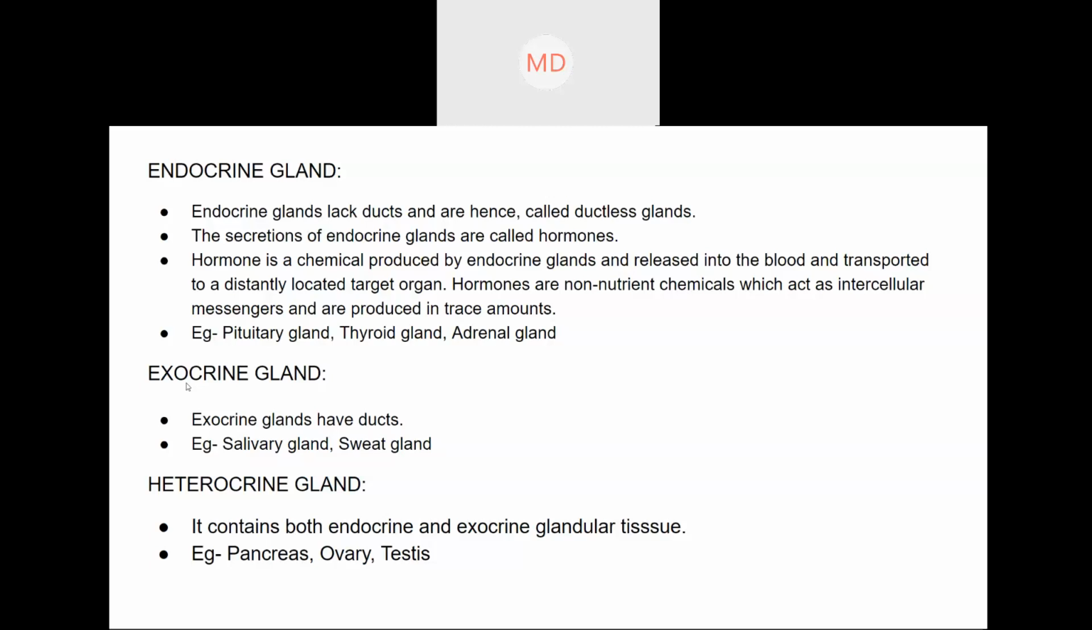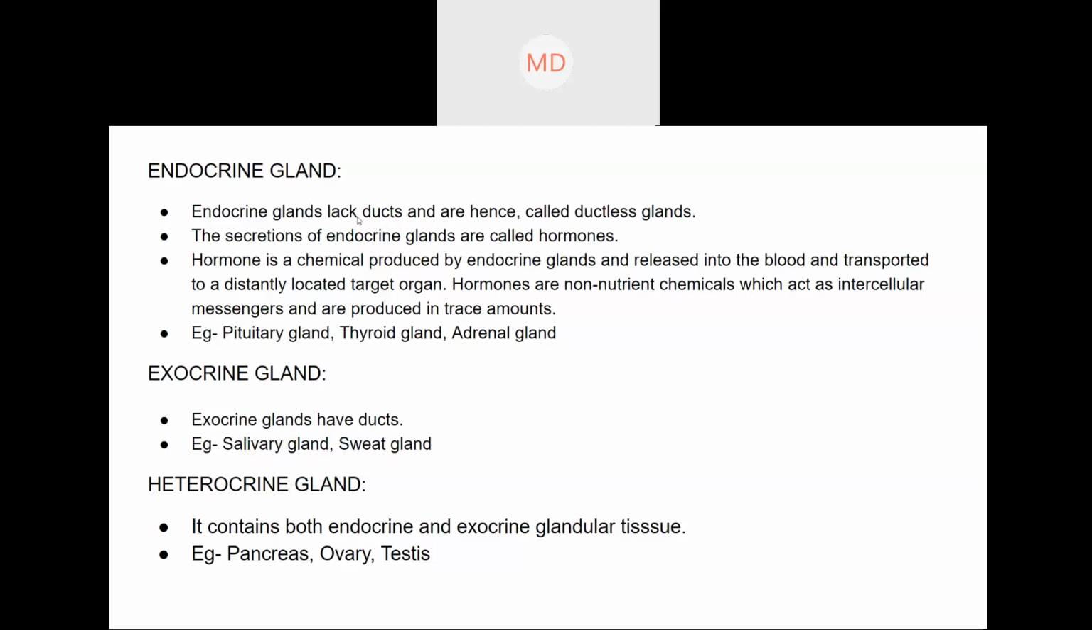The examples are the salivary gland, which forms saliva, and the sweat gland, which forms sweat. All of you know sweat. During the summers, you sweat, right? That sweat comes out through the sweat gland with the help of ducts, that is, tubes. So the third type of gland is the heterocrine gland. This is a little bit different from both.